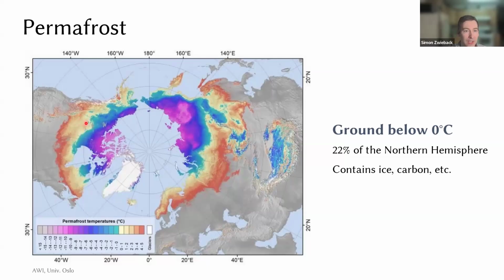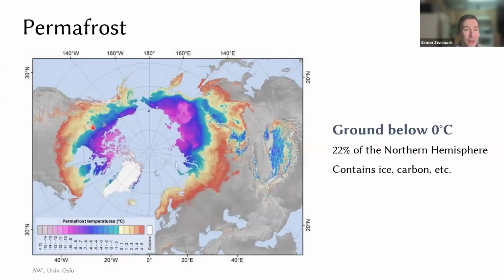But it's not only the ice that we care about. There's also nutrients in the permafrost, and once the permafrost thaws, these nutrients become accessible to plants. There's contaminants, and there's lots of organic carbon that we care about from a climate change perspective. So we really need to know how permafrost is changing over time.